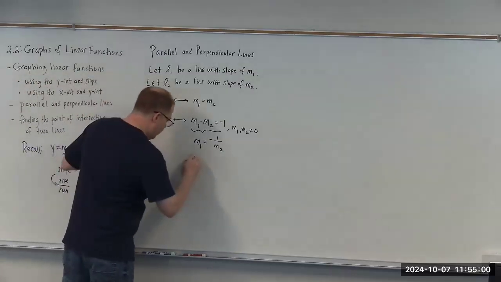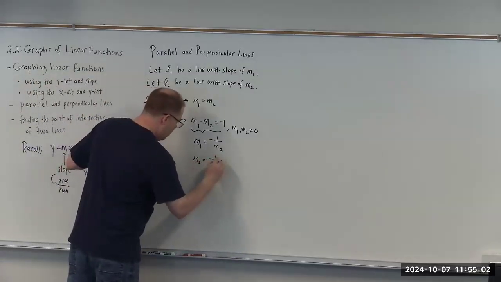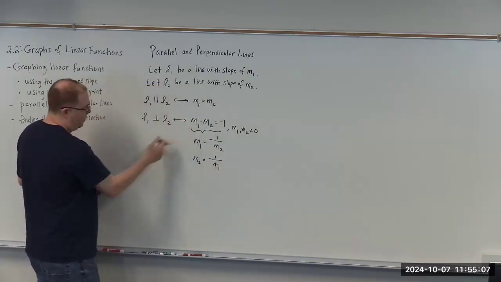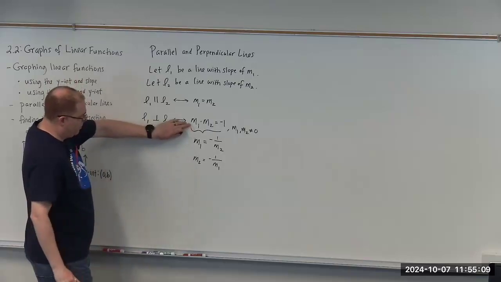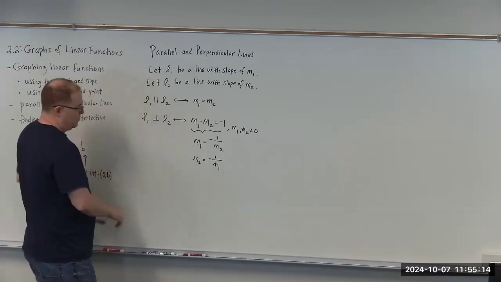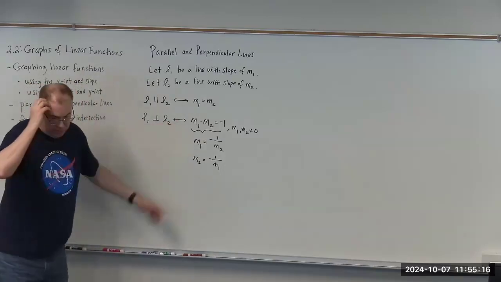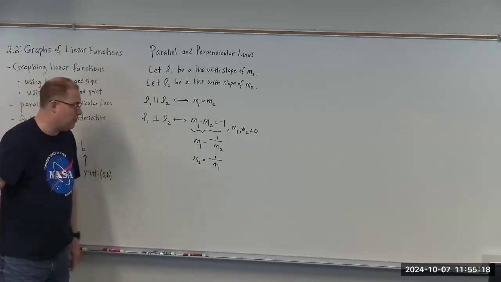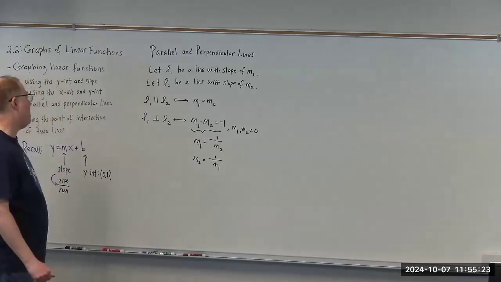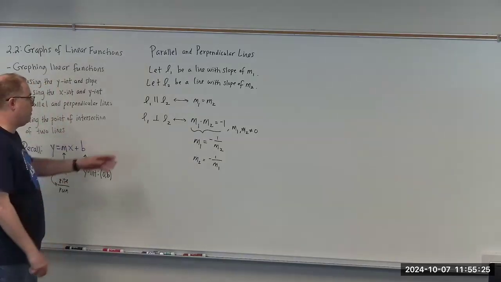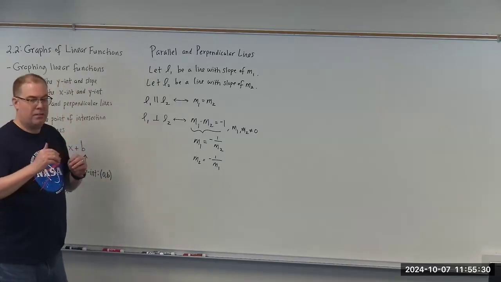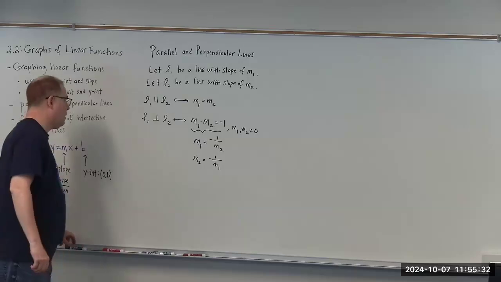You can also solve for M2 in this way. Both of these are the same conditions, so you can solve for M1 and then solve for M2. These are various ways you can determine whether two lines are perpendicular to each other. And what do we mean by perpendicular? That just means the two lines form a 90 degree angle.